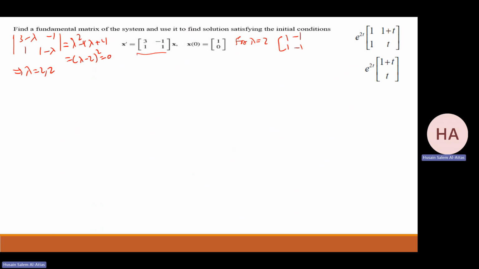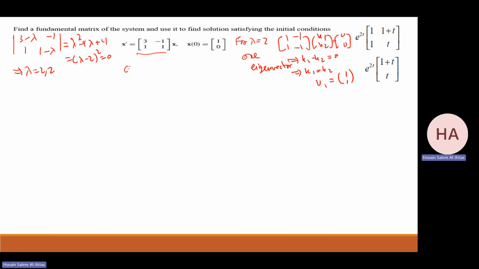Now for lambda equal 2, what will happen? I have 1 minus 1, 1 minus 1. We know how to do these things. So I'm getting K1 minus K2 equals 0, or K1 equal K2. So my V1 will be 1, 1. We have only one eigenvector. How to find the solution?